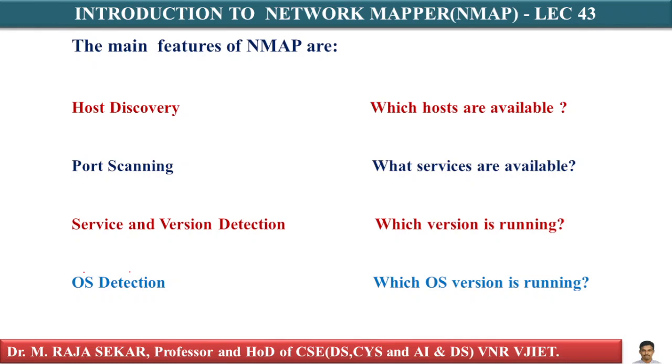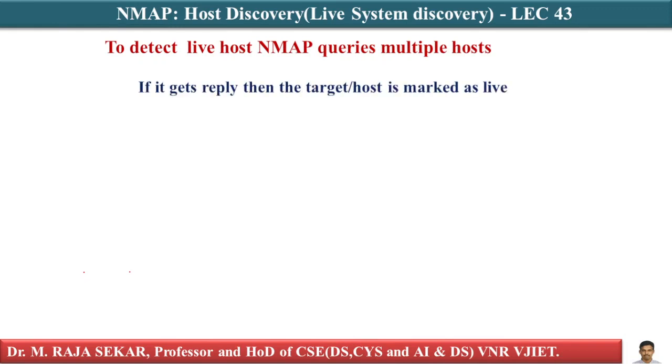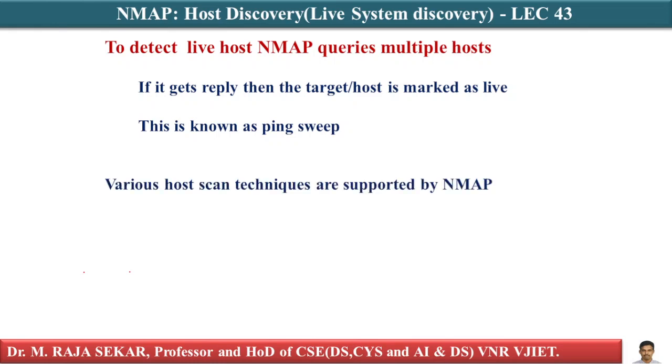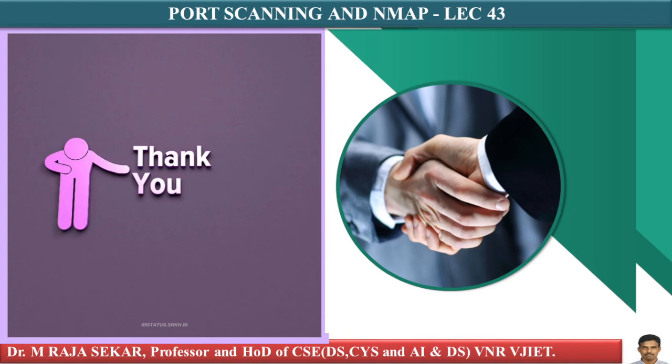When you are doing host discovery in Nmap, you can query multiple hosts at a time, which is possible. If you get a reply back, you will know that host is alive. You are actually doing something called a ping sweep operation, whereas other techniques are also available to do the same thing. These are called ICMP sweep, broadcast ICMP, non-echo ICMP, TCP sweep, and UDP sweep. I will discuss all these techniques in detail in my future lectures.